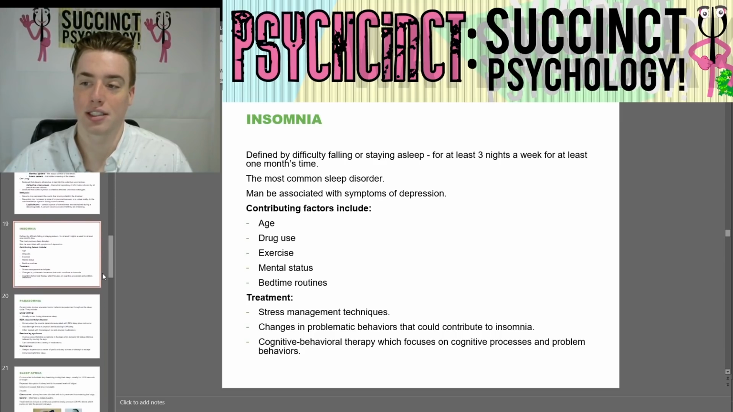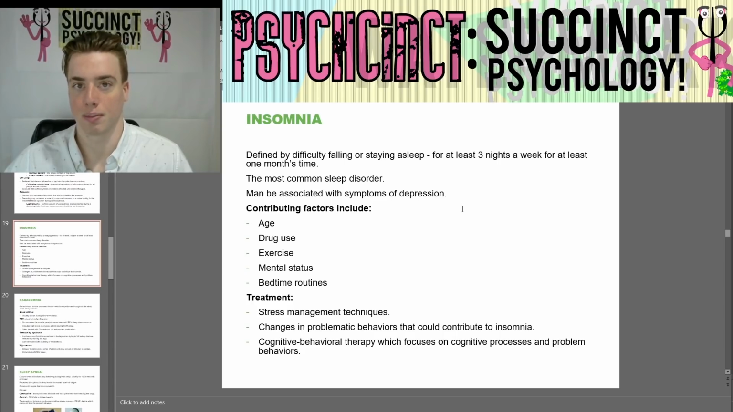Now, insomnia is defined by difficulty falling or staying asleep for at least 3 nights a week for at least 1 month's time. It is the most common sleep disorder and may be associated with symptoms of depression. Contributing factors include age, drug use, exercise, mental status, and your bedtime routines. Treatment for insomnia includes stress management techniques, changes in problematic behaviors that can contribute to insomnia, and cognitive behavioral therapy, or CBT, which focuses on cognitive processes and problem behaviors.